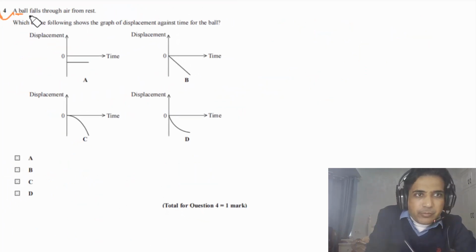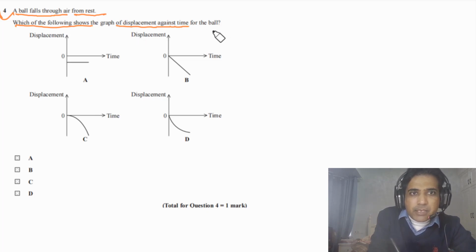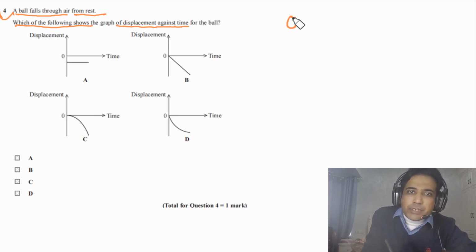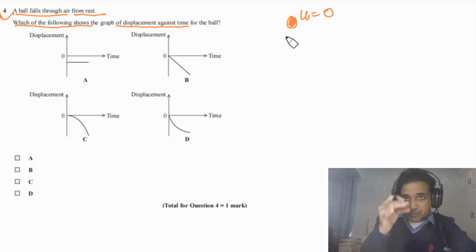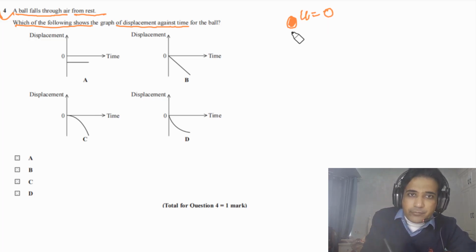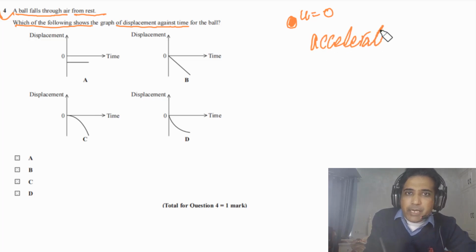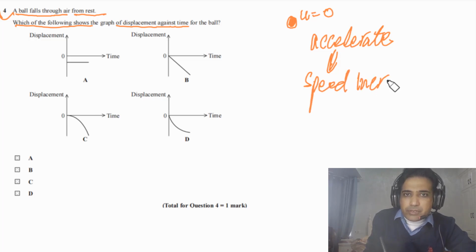Question 4 says, a ball falls through air from rest. Which of the following shows the graph of displacement against time for the ball? For the ball, we need to understand it started from rest, so the initial velocity of the ball is equal to 0. When we drop the ball, the ball will accelerate. As the ball accelerates, it simply means that the speed of the ball increases.